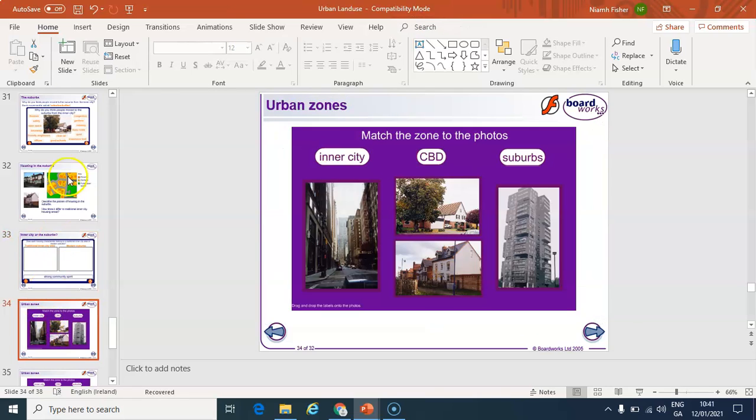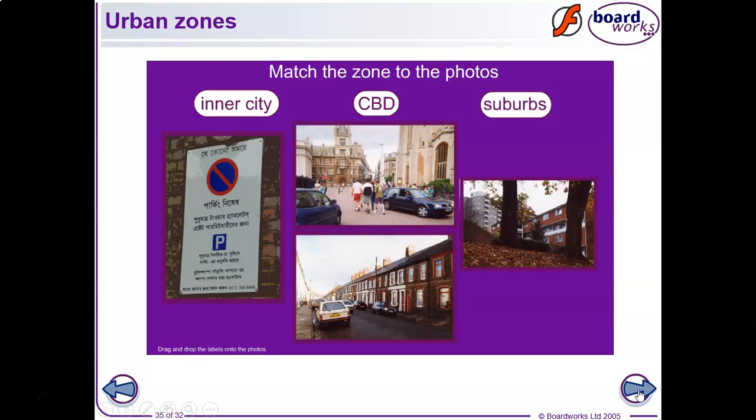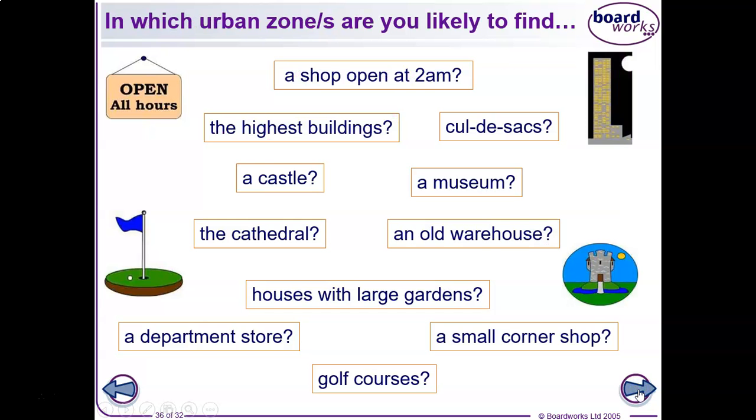Sorry, skip that. Okay, so match the photos to the zones. So again, high rise is going to be the CBD. High rise residential is probably going to be the inner city, and then you have here the suburbs. And the same again, I'll let you do that at your own pace, but pause and have a look.